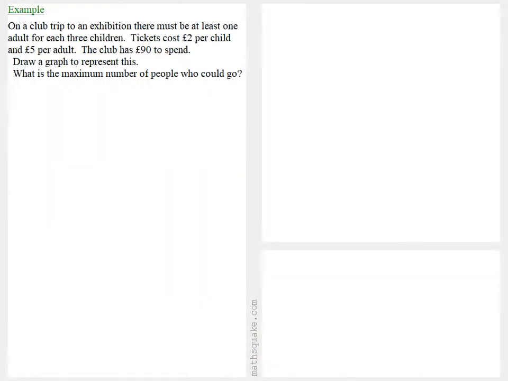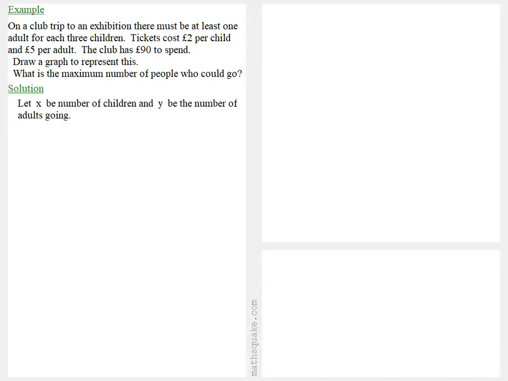Let's have a look at another example. On a club trip to an exhibition, there must be at least one adult for each 3 children. Tickets cost £2 per child and £5 per adult. The club has £90 to spend. Draw a graph and represent this. What is the maximum number of people who could go?